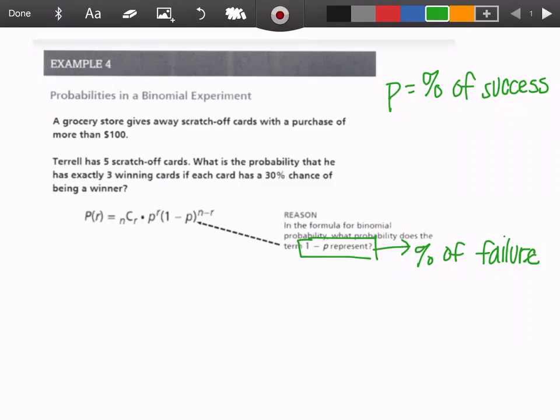a winner? So looking at this formula that was given at the beginning of this section, I said we weren't really going to use it until the end. So we're at the end of the section, and this is the formula that we're going to use. We use this formula for a binomial probability. So if we have a binomial experiment, we use this formula.